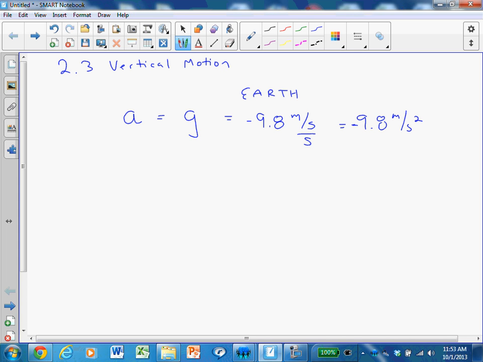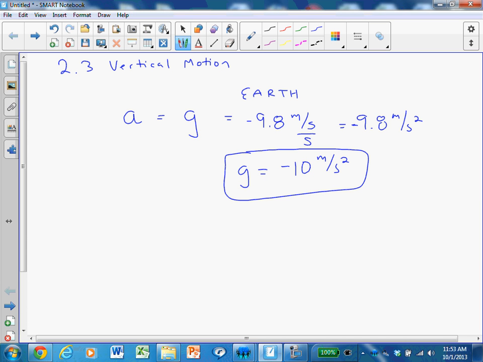Now this is a number that you would use mainly for lab, but you can see that it's very close to 10. So when you're doing problems in physics, it's helpful to make it minus 10 meters per second squared for our g value.